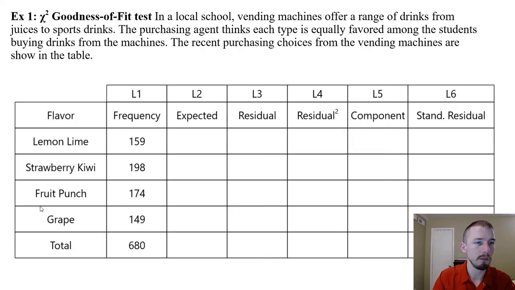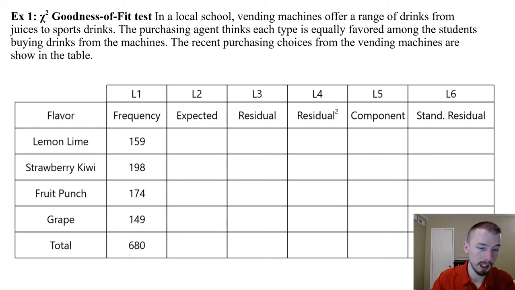All right, example 1, chi-squared goodness of fit test. In a local school, vending machines offer a range of drinks from juices to sports drinks. The purchasing agent thinks that each type is equally favored among students buying drinks from the machines. So we're assuming that they're all equally distributed, that there's no preference for any of them. They could have specified what they thought the ratios were, but they didn't. They thought they were all the same, so it's still a goodness of fit model.